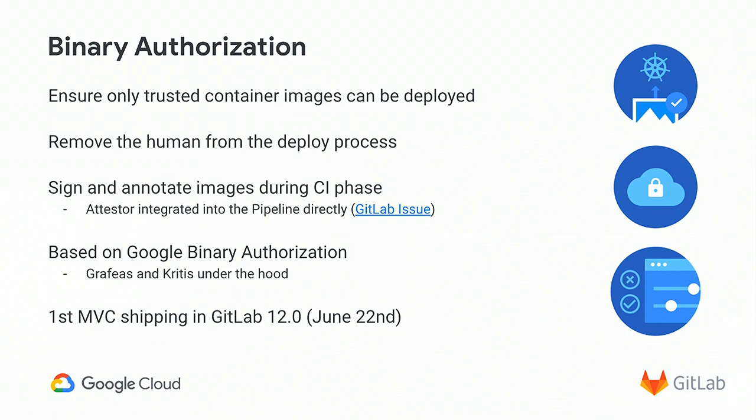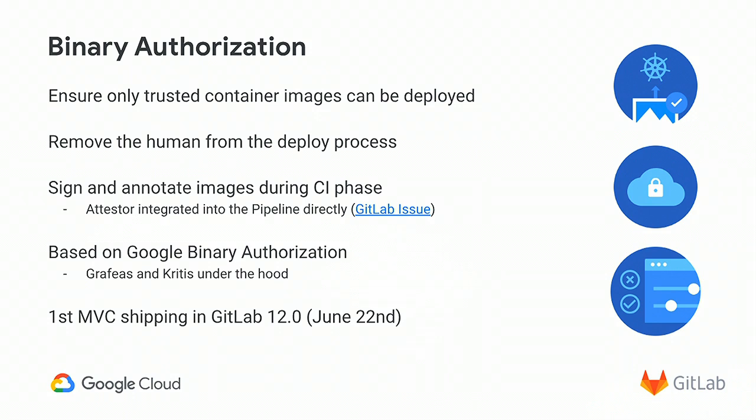With that, we want to remove completely the human from the deployment process so that the pipeline will be the one and only way to create images and deploy images. The signature is going to happen directly in the pipeline phase. For that, we're relying on a Google feature named binary authorization. And under the hood, binary authorization is relying on Grafeas and Kritis.